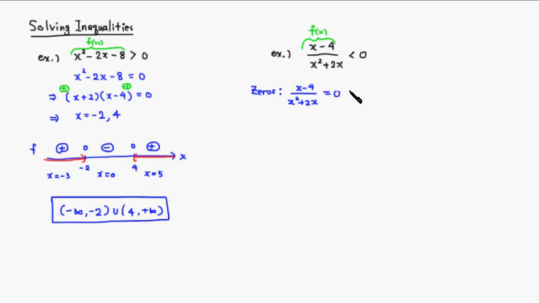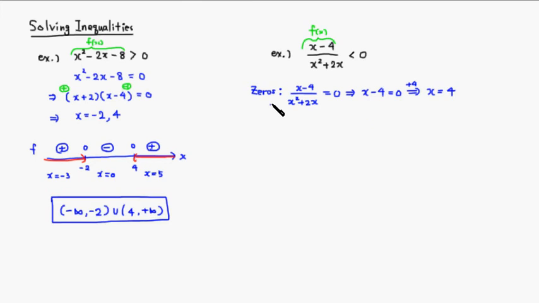But all you have to do is set the numerator equal to 0. Then we can just add 4 to both sides, so you have x equals 4. So we found a 0.